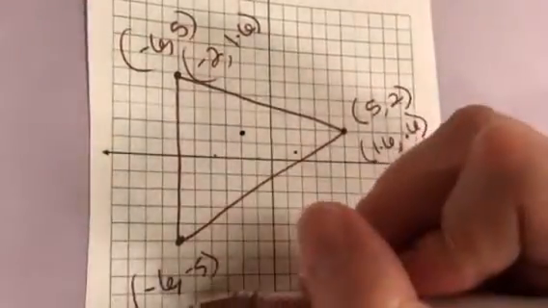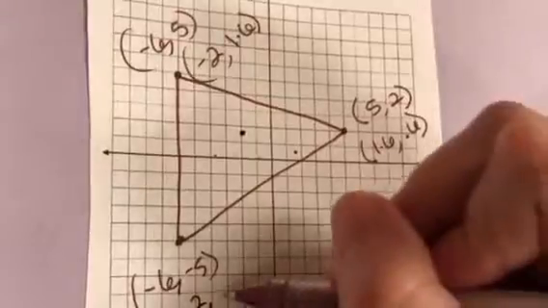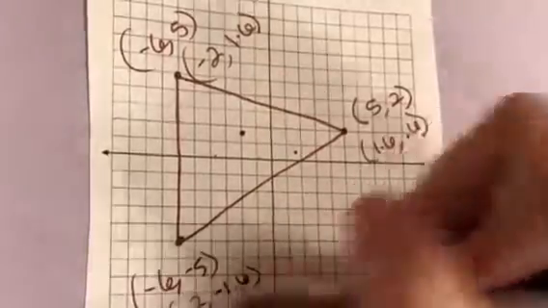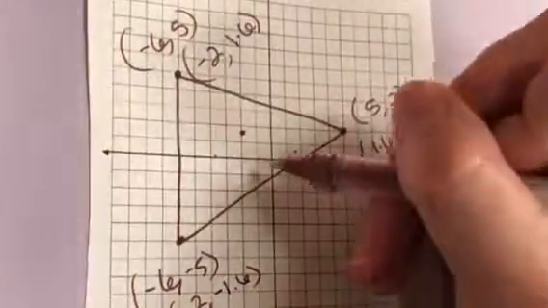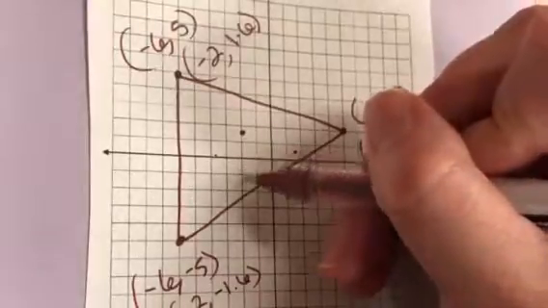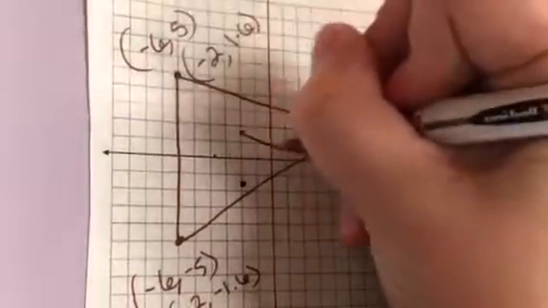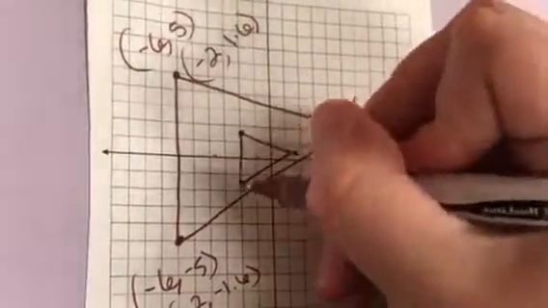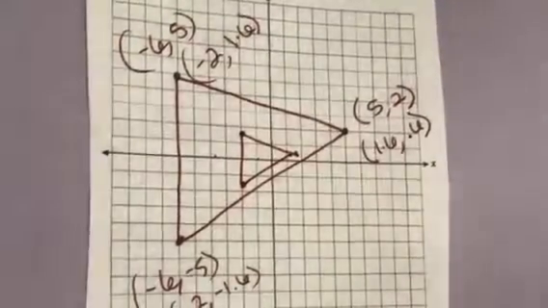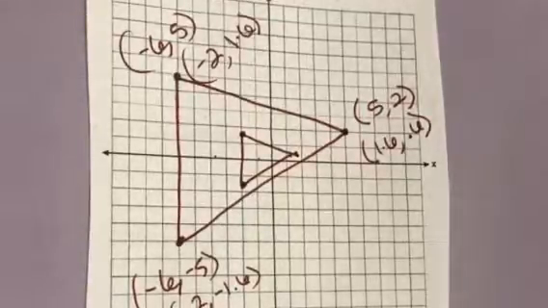And then this one, we've already done the negative 6, so that's negative 2, and we've already done the 5, so it's negative 1.6. A lot of these numbers are going to repeat. So negative 2, negative 1.6, about right there. And there's our new little triangle. Look at the cute little baby triangle. A third of the size. And that's it. Dilations is pretty easy. All you're doing is multiplying by your scale factor.